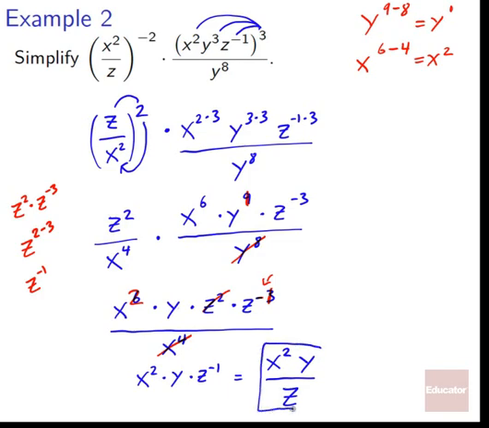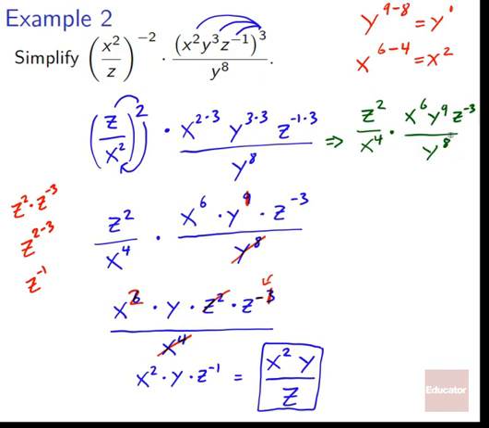Once again, like our first example, there are other things that we could have done at various points. If we wanted to, we could have broken off here, and we probably could have written this as z squared over x to the 4th on our next step times x to the 6th, y to the 9th, and then z to the negative 3 over y to the 8th.